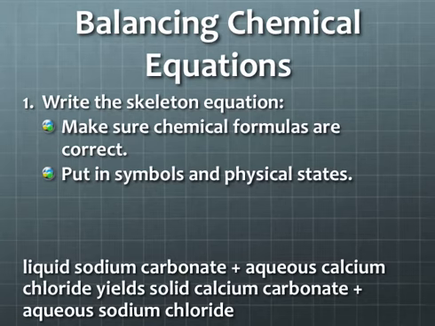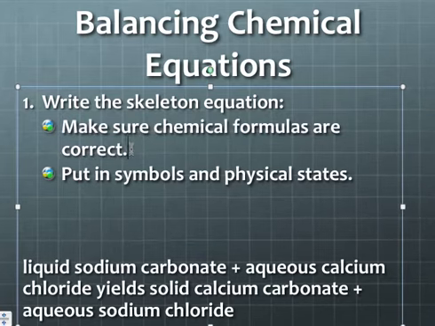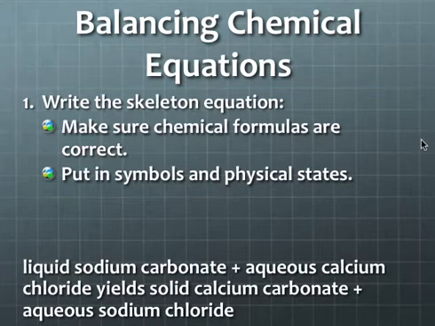Okay? So, first step, we're going to write a skeleton equation and make sure our chemical formulas are correct. And I really can't emphasize this enough. You have to make sure those chemical formulas are balanced. If they're not, it's going to make your chemical equation almost impossible, if not impossible, to balance. In fact, I would even venture to say if you're having a lot of difficulties balancing a chemical equation, you need to go back and double check your formulas.